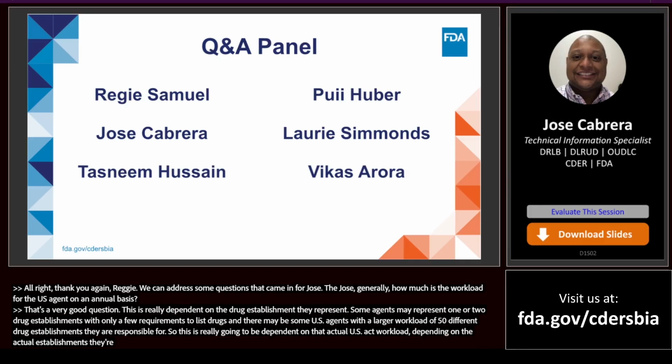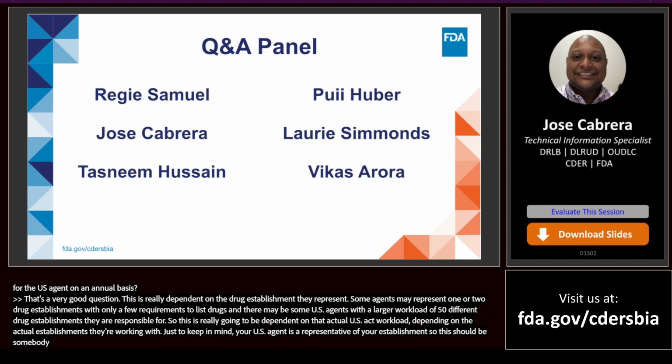Just to keep in mind, your U.S. agent is a representative of your establishment. So this should be somebody who you are able to communicate with within the establishment, someone that you actually know, and preferably someone that you can reach in times of emergencies when we may have a question on your establishment registration, an SPL, drug listing, a labeler code, etc. Thank you.